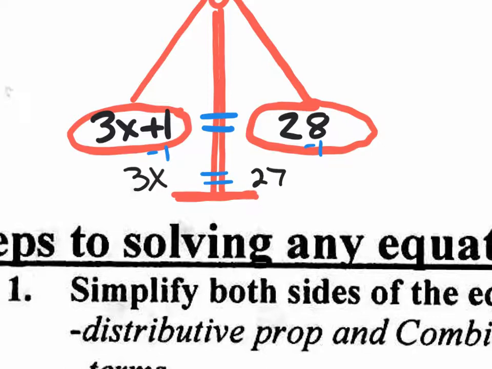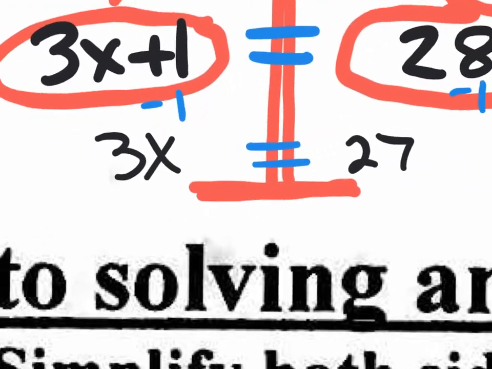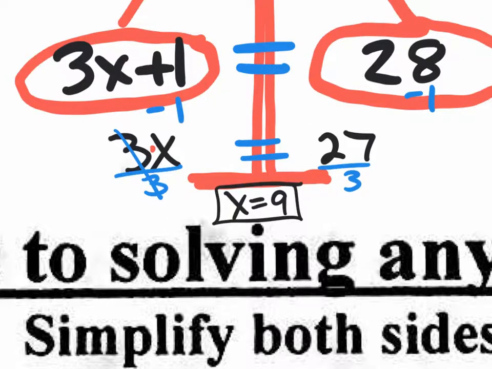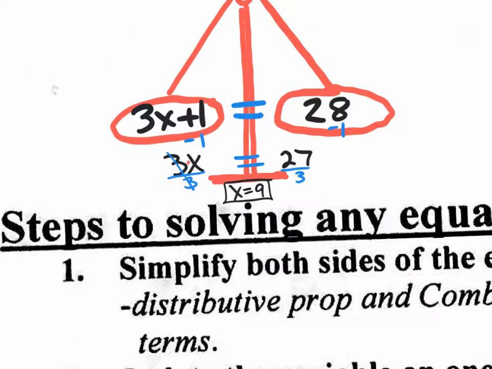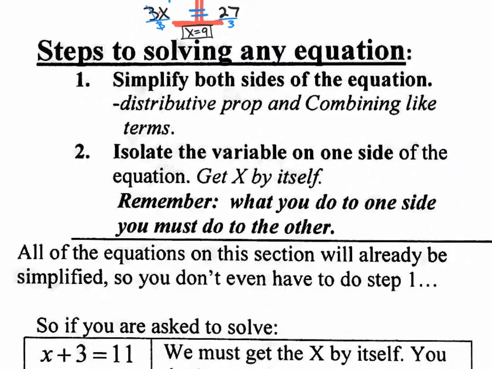So now my final step is to identify what's happening between the 3 and the x. What's happening between the 3 and the x? We're multiplying. So how do we get rid of the multiplication of 3? Divide by 3. So I want to divide by 3. 3 divided by 3 is 1. What I do to one side, I must do to the other to maintain the balance. So in this case, x equals 9. So there's our answer.